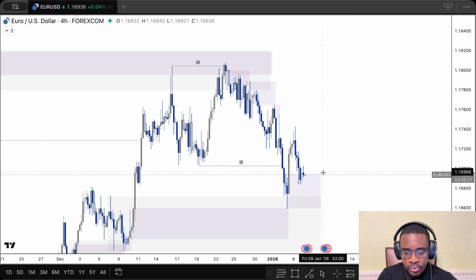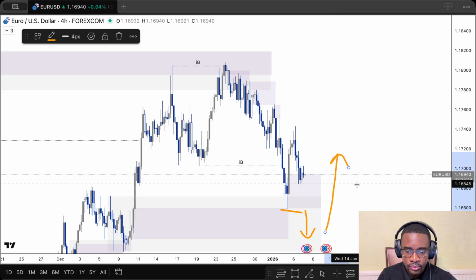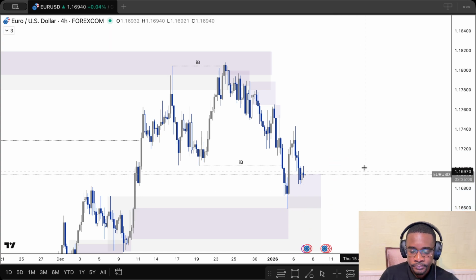But as it stands, we can possibly continue bearish a bit more, take out this low, and then mitigate, or push in deeper into this POI a bit more before reacting. Okay, but we'll have to wait and see.